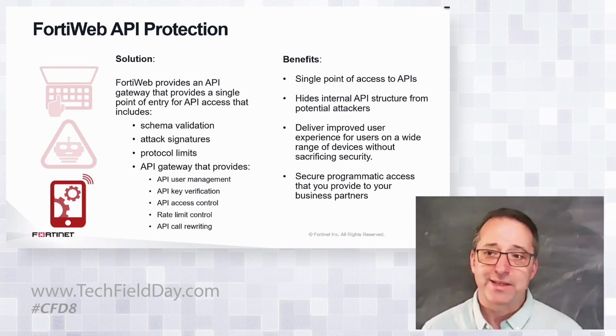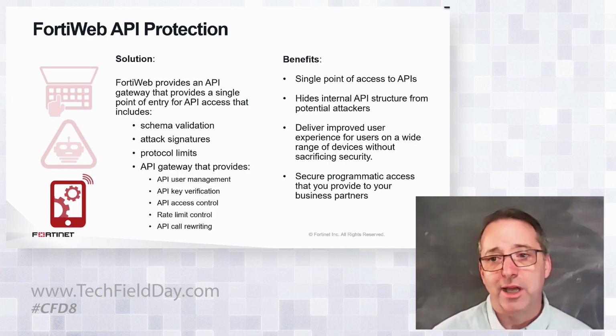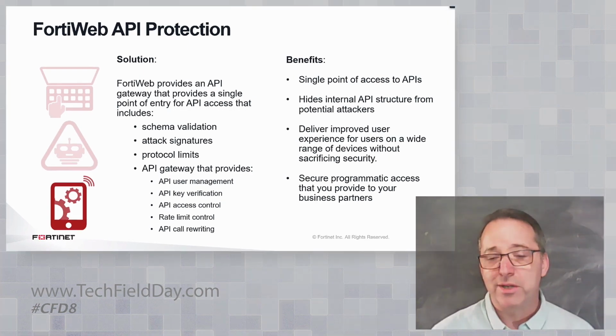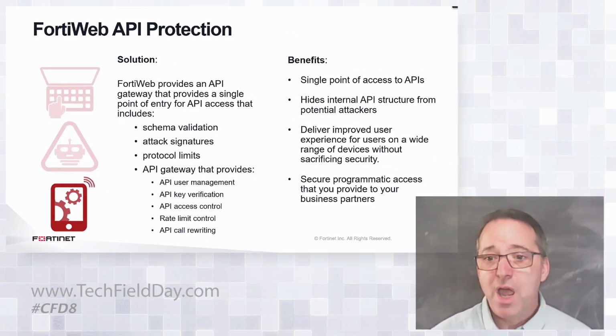So, a lot of benefits to this. One is providing a single point of access to the API, so you have kind of a single control point. If you implement the API gateway, it also lets you hide the internal API structure from potential attackers. Again, making it a little less obvious how your backend is structured can make it harder for an attacker to reconnoiter and discover vulnerabilities. And again, the end benefit of this is allowing us to deploy more APIs and improve that end user experience on a wide range of devices without sacrificing the security controls.